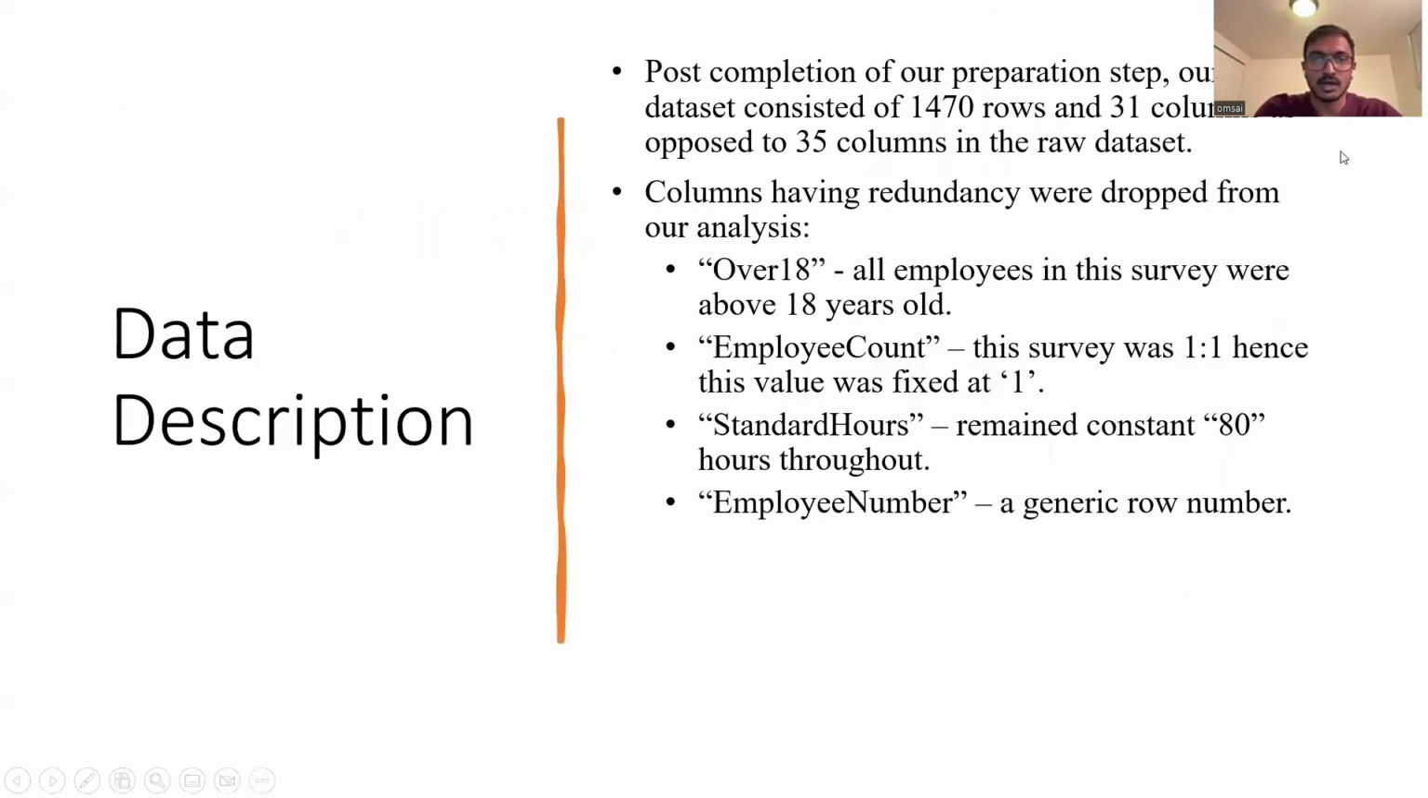There are 4 columns which seem to be redundant. These 4 columns are dropped, and we prepared our data. These 4 columns are like over 18. Since most of the employees are above 18 years old, there is no requirement for this column. The employee count is the same, so there is no requirement for this column either. And standard hours and employee number are also redundant, which doesn't impact the attrition target variable. Post completion of our data preparation, we have about 31 columns and 1470 rows.